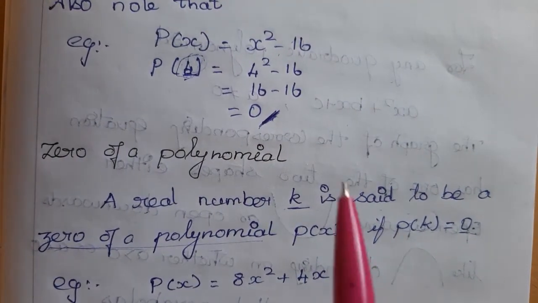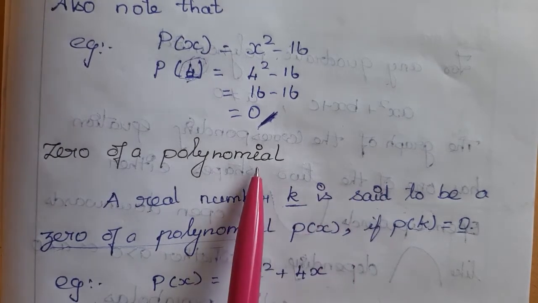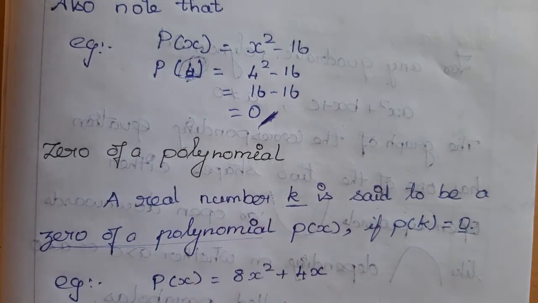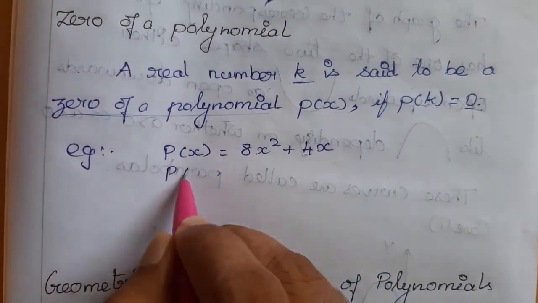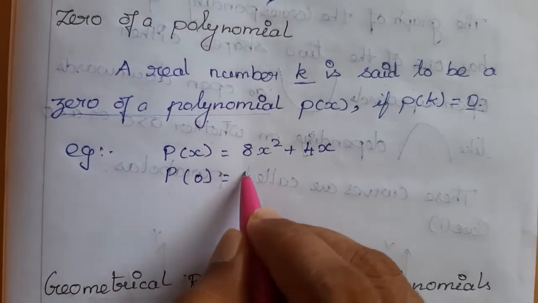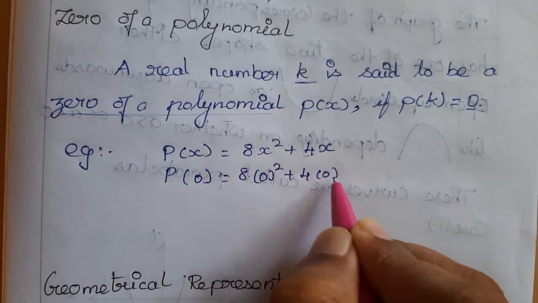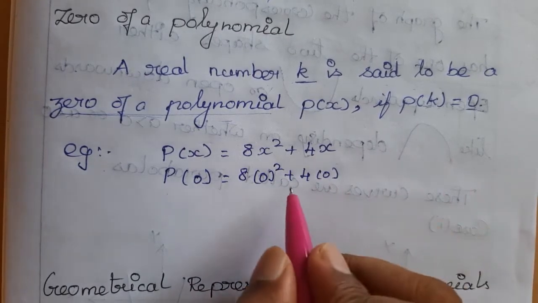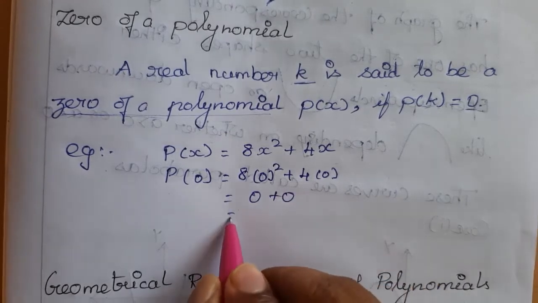Already in the 9th standard, we have found zeros for linear polynomials. Here we are going to find them for quadratic polynomials in the upcoming days. Here let me substitute p of 0. So what will happen? 8 into 0 square plus 4 into 0. Everything is 0, right? 8 into 0 is 0, 4 into 0 is 0, so 0 plus 0 is equal to 0.